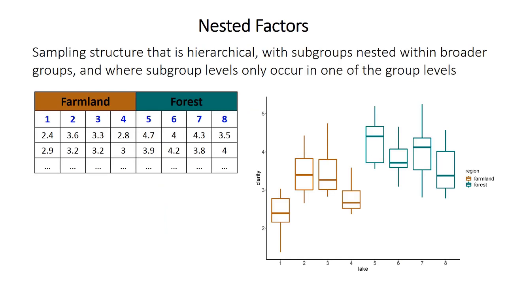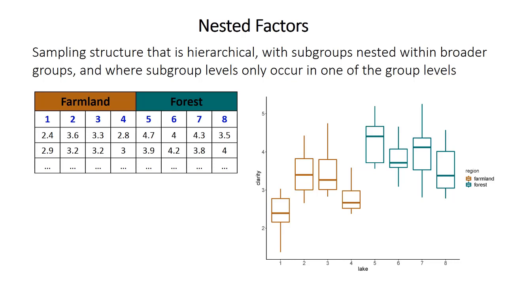Well, it's a sampling structure that's hierarchical. So there's higher level or broader groups, and they have smaller subgroups nested within them. So here's an example on the slide here, where the higher level group is, say, landscape type, whether it's farmland or forest, and the nested subgroups are the individual lakes, 1 through 8. And Lake 1 has a bunch of measurements in it, and Lake 2 has a bunch of measurements, and so forth.